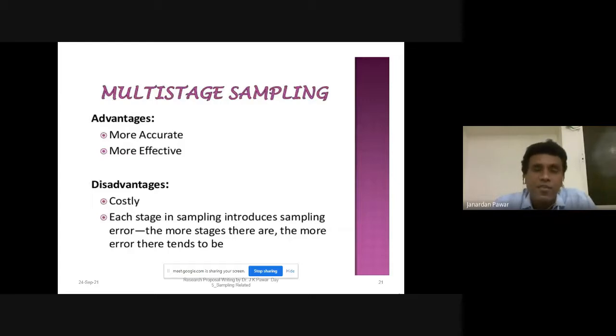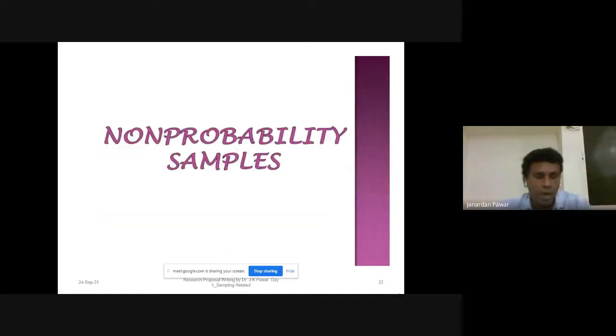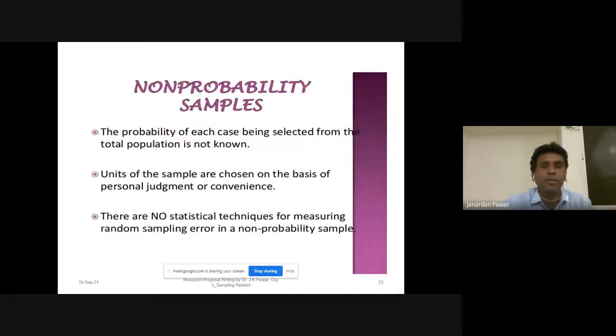So here there are certain advantages and disadvantages of multi-stage sampling. Now we are moving on to the second type of sampling, that is non-probability sampling. As I told you, here there is no chance for each and every sample to get selected. Remember, in probability sampling there was equal chance, but here there is no equal chance, and hence it is called non-probability sampling. So I have written some statements regarding this.